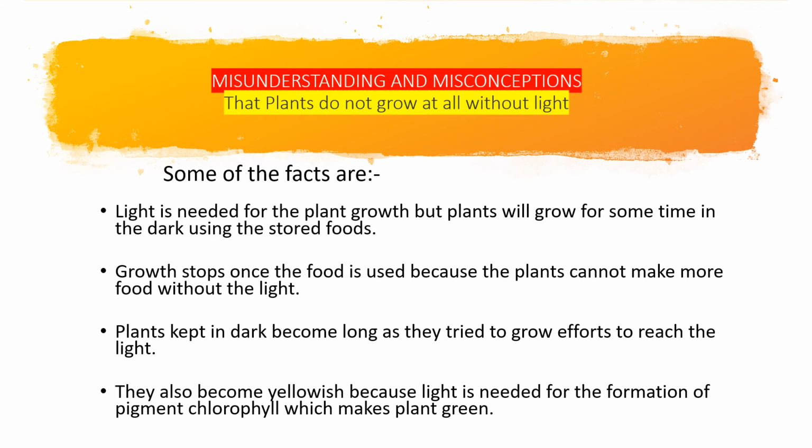The stored food was made by the plants only with the help of light, but without light they cannot make more food. Plants kept in the dark become long as they try to grow, because they put in the effort to reach the light, so that's why they become long. They also become yellowish because light is needed for the formation of the pigment chlorophyll, which makes the plant green. It's the chlorophyll that makes the plant green. That chlorophyll is formed because of the light, and if there is no light, then the plant becomes yellowish.